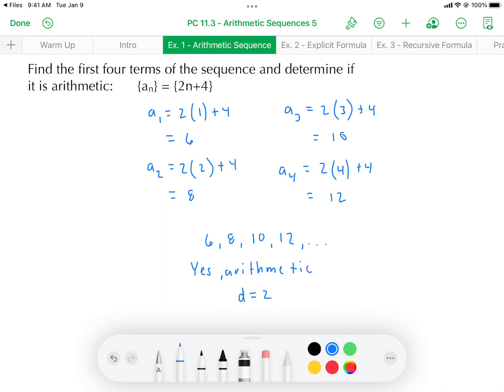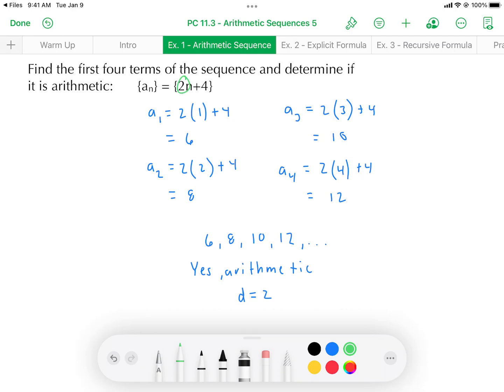All right, now, seeing that this is arithmetic, go back and look at that explicit formula. a sub n equals 2n plus 4. Notice that's just a linear equation, right? So whenever you're arithmetic, your explicit formula is going to be linear in nature. Furthermore, notice the common difference of 2, that's the slope of the associated line. Okay? That's this 2 right here.